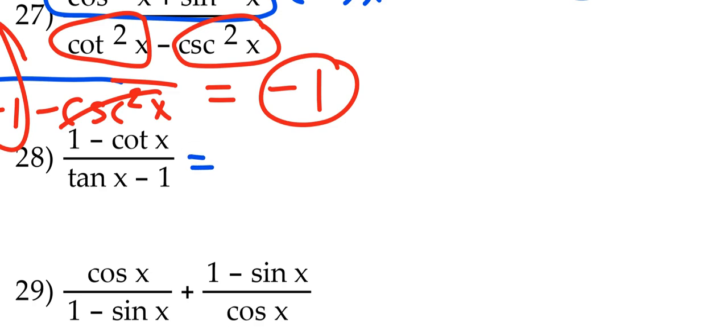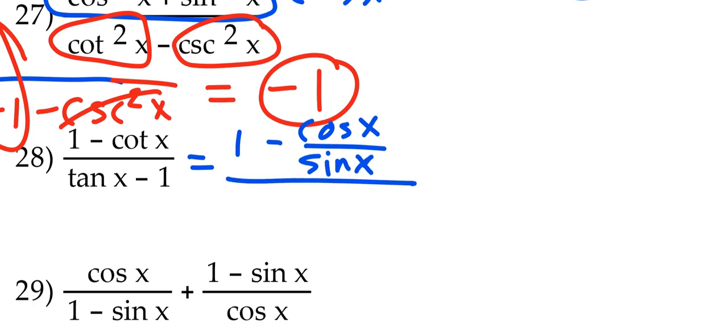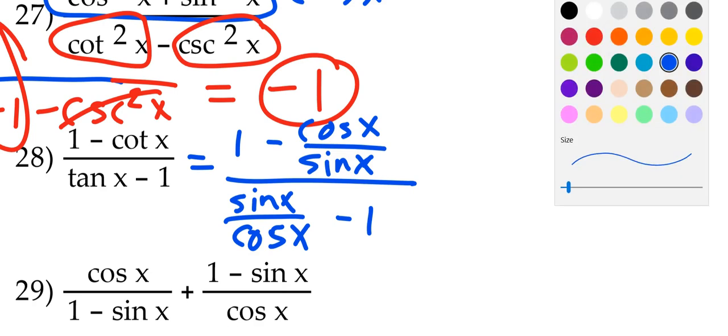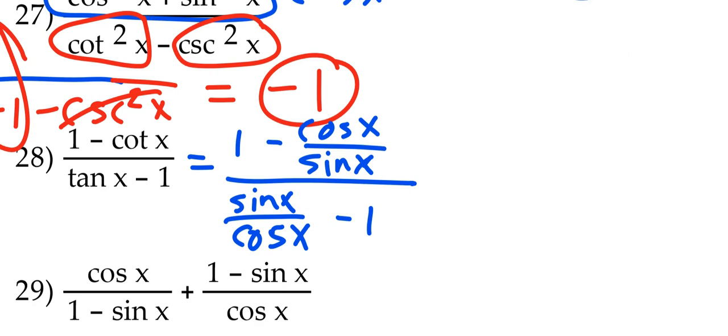Okay, but let's replace cotangent x with cosine x over sine x. And tangent x with what? So while I like this problem, I just think this is too involved for a final exam question. But the parts of it are important.